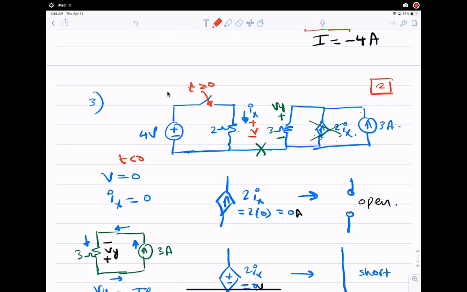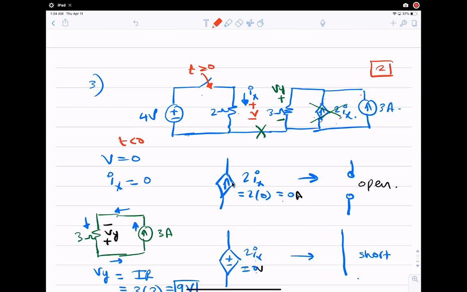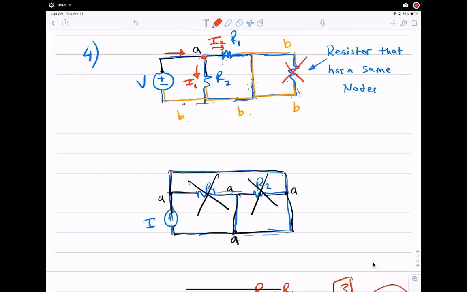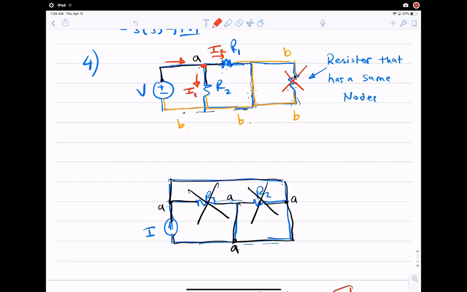That means it's a negative. Trick number 3, if I have any dependent source with a 0 value, look inside the dependent source. If it's an arrow, that means it's a current. You make it an open. If it's a voltage, you make it a short. And the last trick was, if any resistor has the same node, then you can delete that resistor. Now next video we will talk about the switches and then take some examples on those tricks combined with the switches concept. So see you next time.